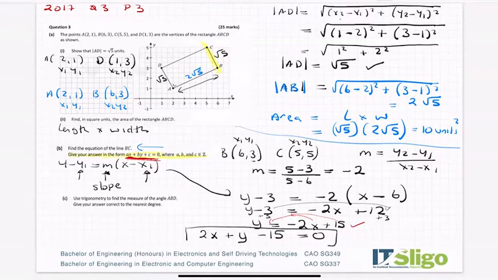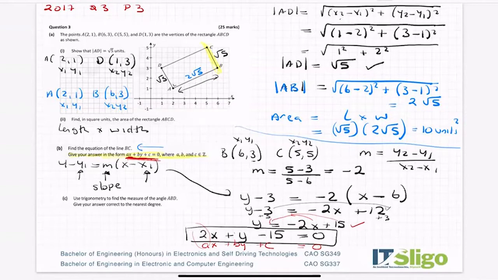So that now is in the form ax plus by plus c equals 0. A is just a number, B is just a number, which is 1, and C is minus 15. So it's just the order they wanted them in.